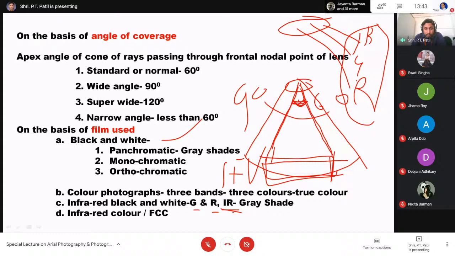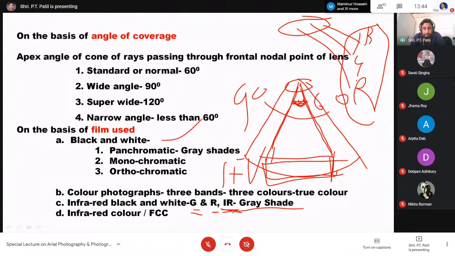So when we use green, red, and infrared bands to capture the aerial photograph, and all these bands are represented with gray shades, then it is nothing but the infrared black and white aerial photograph. Why is it called infrared black and white? Because we added the infrared band to capture the photograph. And with the help of the infrared band, vegetation is very efficiently represented.